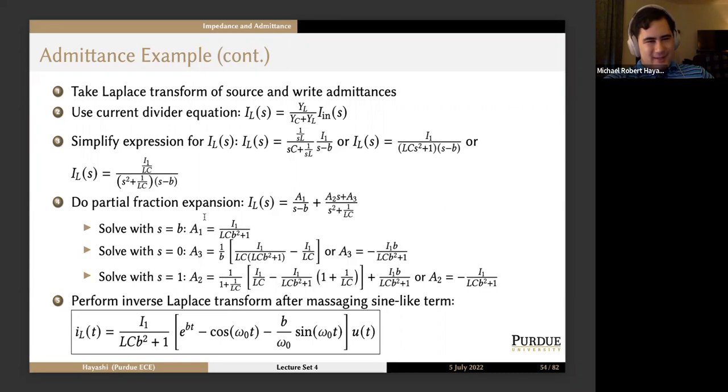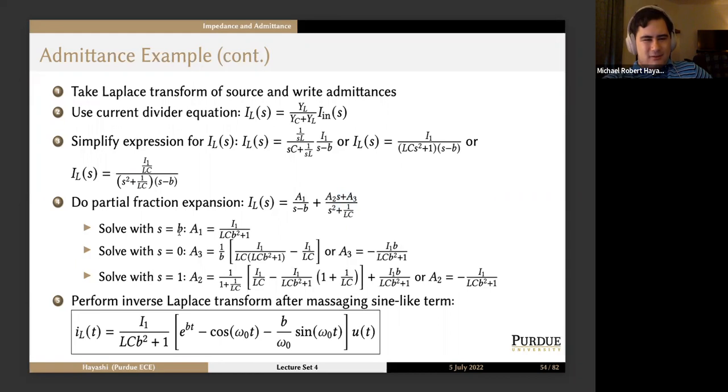By partial fraction expansion, we'll get I_L of s equals A1 over s minus b, plus A2 times s plus A3 over s squared plus 1 over LC. Remember, when we have this quadratic term in the denominator where we're missing the linear term, we need both a linear term and a constant term, this sort of affine form in the numerator. This class is like 3/8 a math class, so might as well teach you some math terminology.